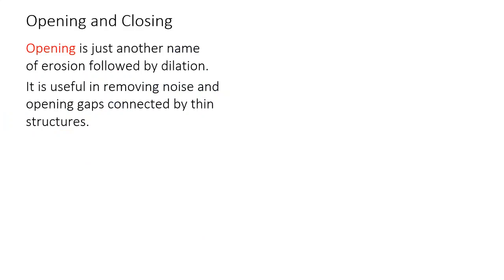Okay. Then by combining these operations, we can do opening and closing. So opening is just another name for erosion followed by dilation. It is useful in removing noise and opening gaps connected by thin structures. You can see when you erode, thin structures disappear. When you dilate, the existing structures will enlarge. So thin structures will go, they will not come back. Therefore, we can now write opening with the empty circle.